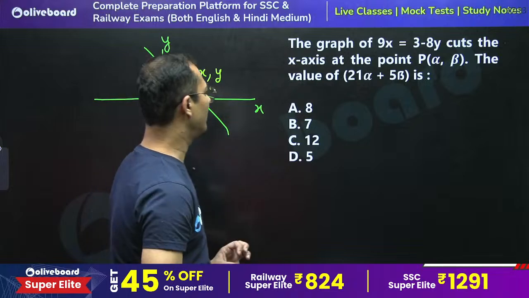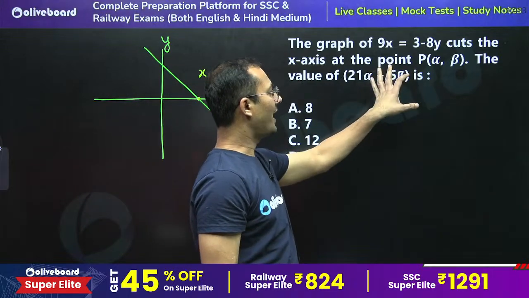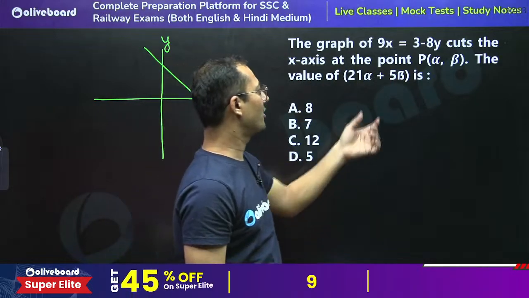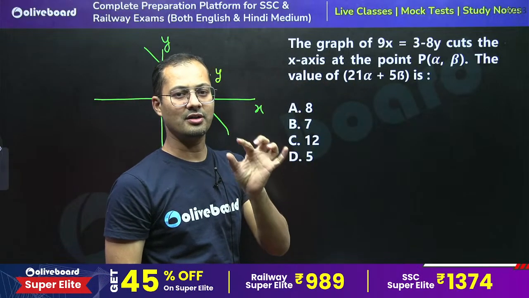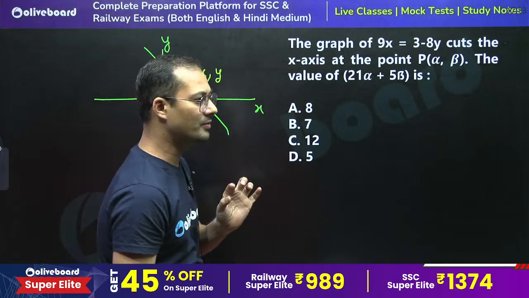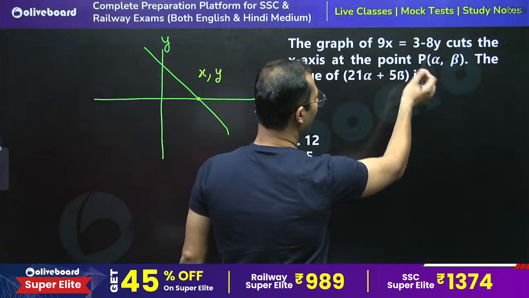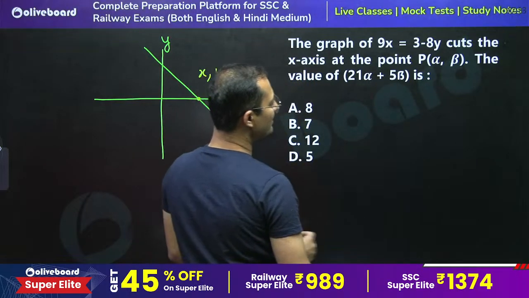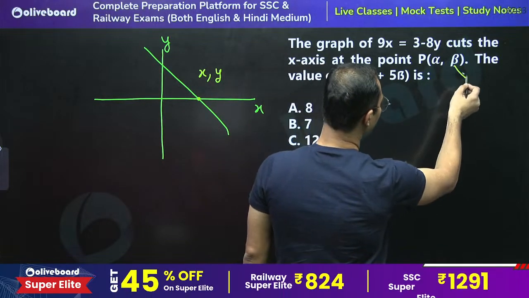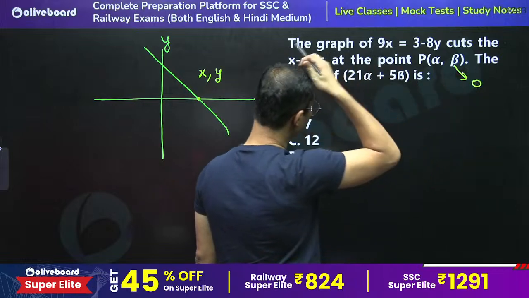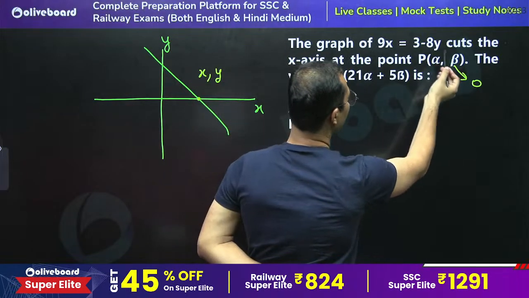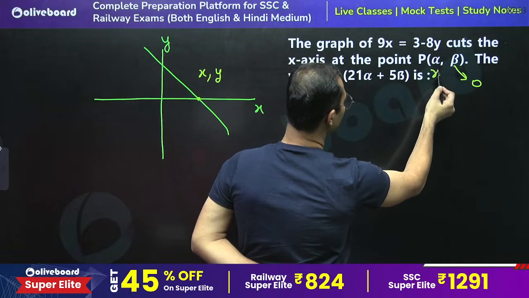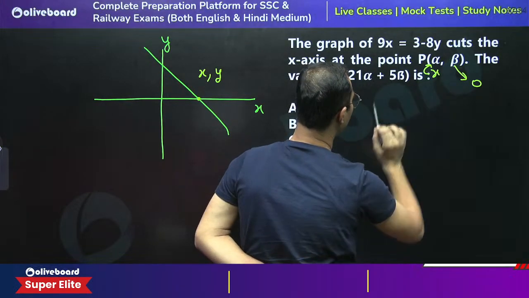Whenever there is a statement about any straight line which is cutting the x-axis, the y coordinate of that point is going to be 0, right? So here we can say that beta is equal to 0. So for y we will take 0 and x is equal to alpha, right? Y is equal to 0.